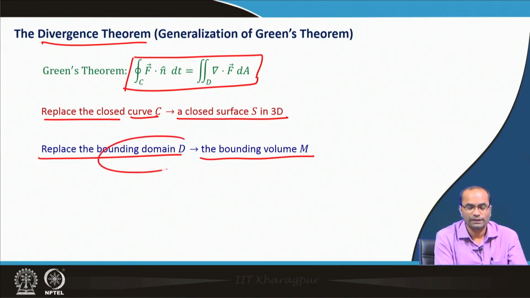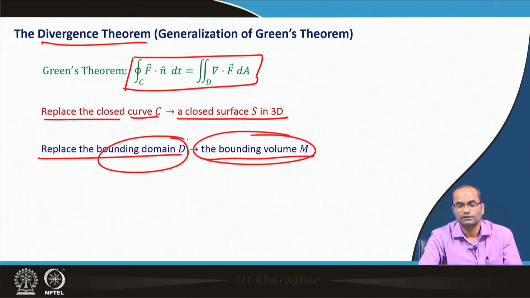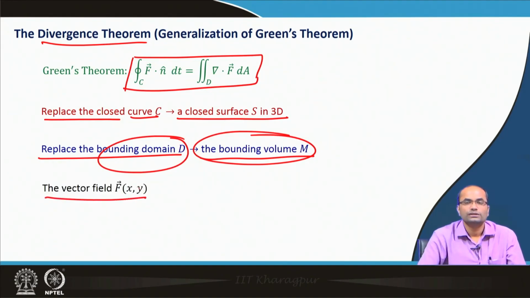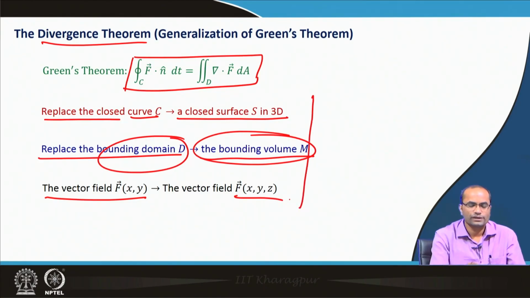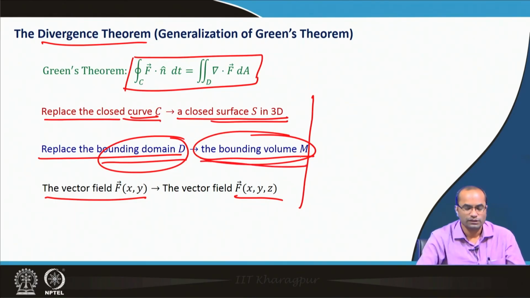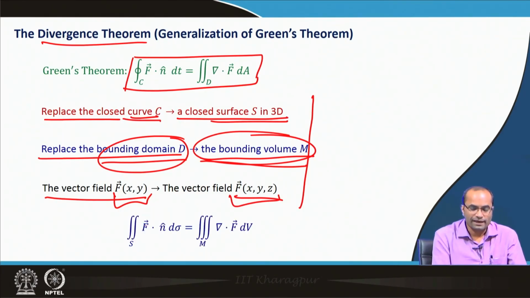So, this bounding domain D will be replaced by this bounding volume which is M, and the vector field which was in 2 dimensions for the Green's theorem, we will now extend to 3 dimensions. So, having just these 3 considerations, that this curve will be replaced by the surface, the bounding domain will be replaced by the volume, and the vector field which was in 2 dimensions will be replaced by a vector field in 3 dimensions. So, what we have as a result, we have f dot n d sigma.